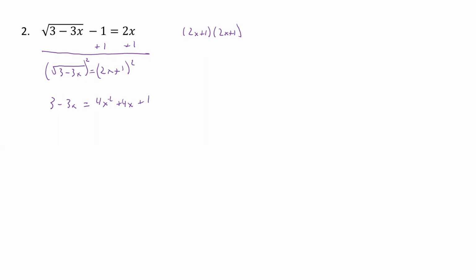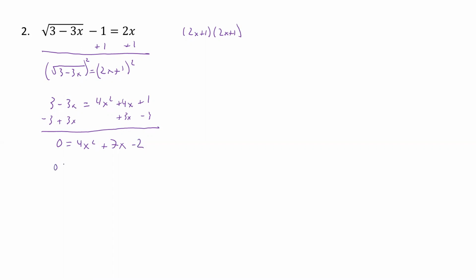Now we've got x squareds that are positive on this side, so I'm going to take everything to the right. So I'm going to subtract 3 and add 3x. So add 3x and subtract 3. So 0 equals 4x squared plus 7x. And then here we have 1 minus 3, so it's going to be minus 2.